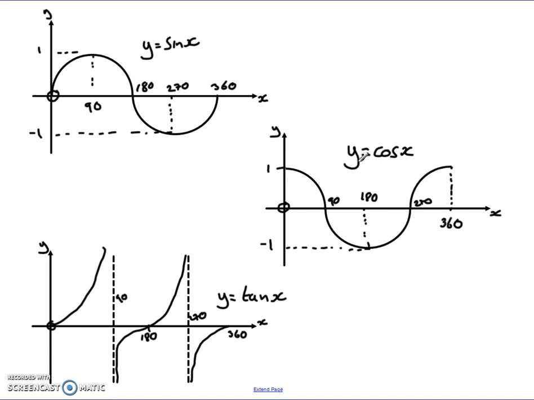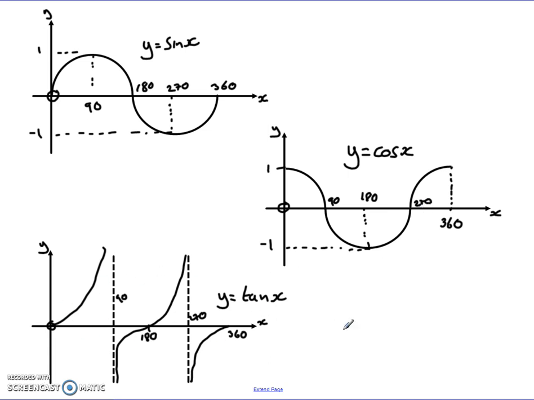Cos is just sine but shifted 90 degrees to the left a bit. So you've still got a maximum of 1 and a minimum of negative 1, and the five key points, 0, 90, 180, 270 and 360 again. They're just slightly different. So in this case, 90 is at 0 where it cuts the x-axis. 270 is at 0 where it cuts the x-axis again.